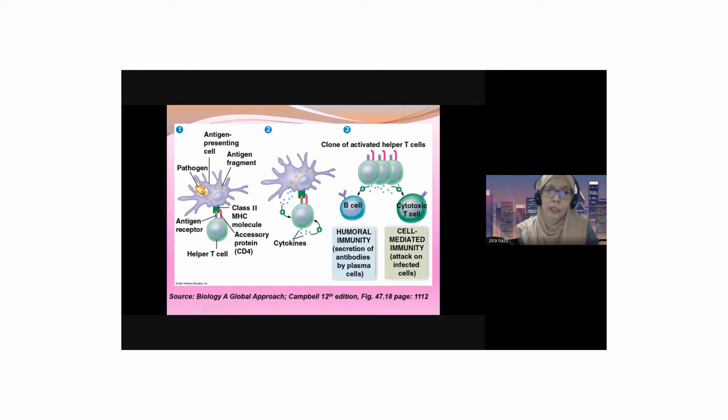There's a pathogen here that can cause disease. And once the pathogen has been engulfed by the APC, it will be digested in the APC and form antigen fragments as well as the MHC molecule. And then this MHC class 2 will present the antigen to the helper T cell. We have the helper T cell here.